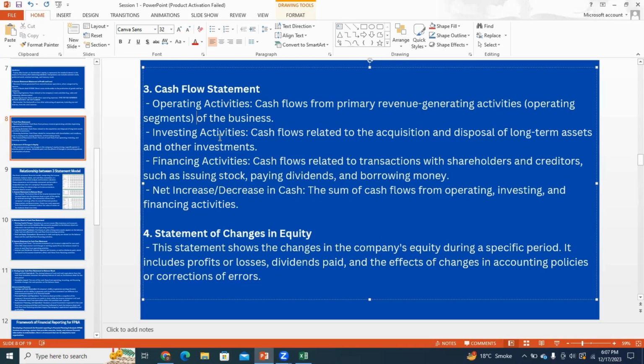The next thing, we have the statement of changes in equity. The statement shows changes in a company's equity during a specific period. It includes profit or losses, dividend payments, and the effects of accounting policies. So the IAS 8 effect comes under changes in equity, change in accounting policies. We show the dividend payments, bonus shares, etc. We show the retained earnings, which include the last year's profits and the current year's profits, under changes in equity.